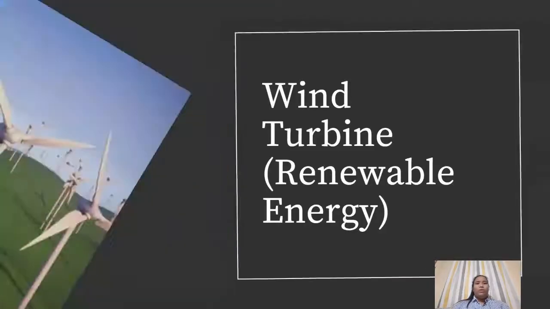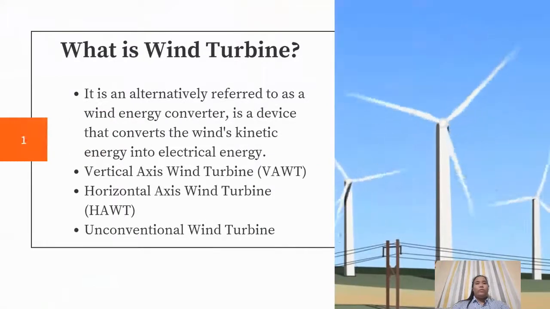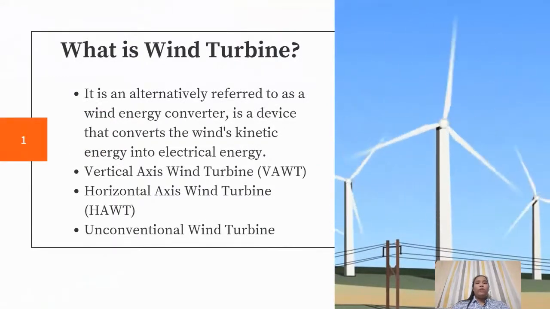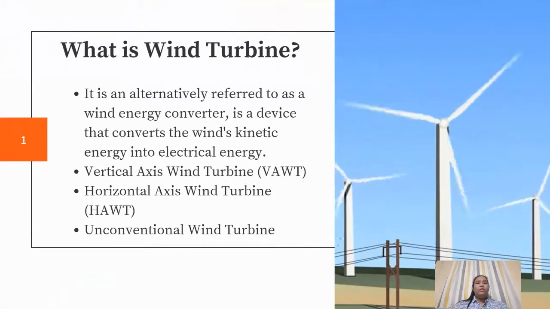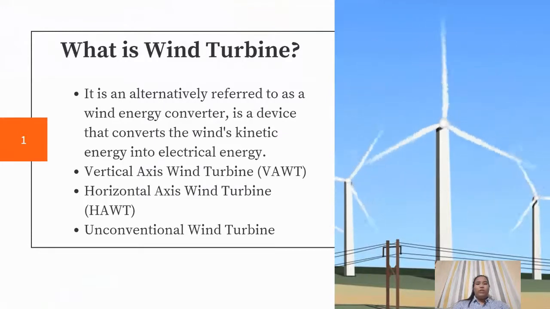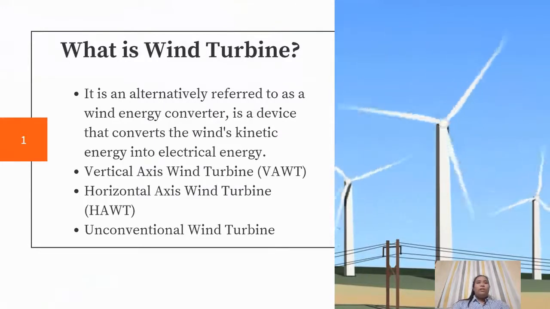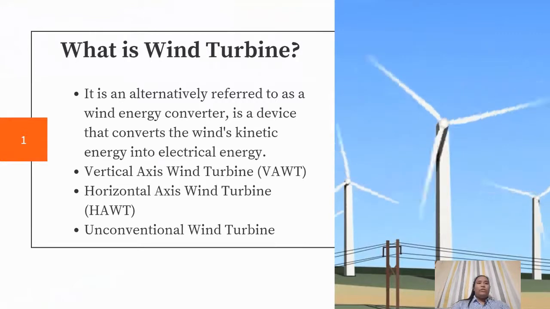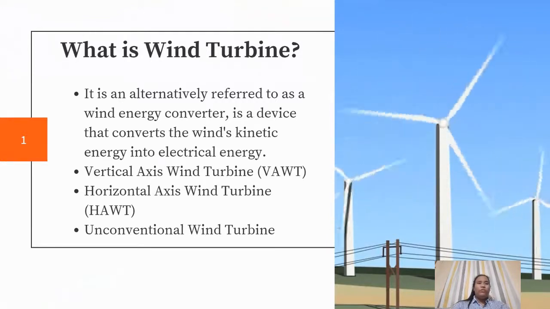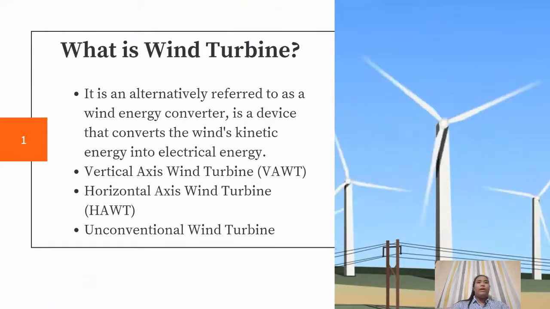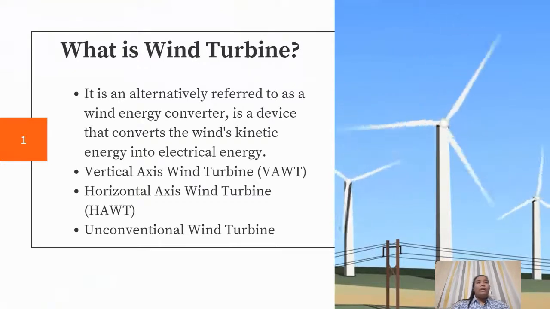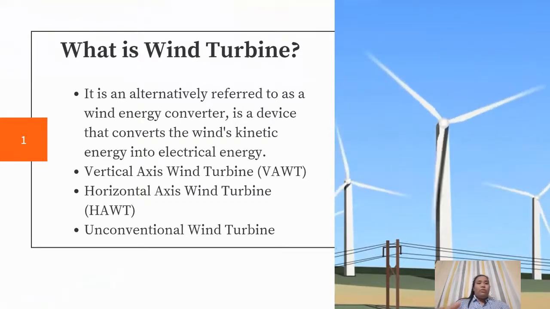To start with, the question of what is a wind turbine? It is alternatively referred to as a wind energy converter, a device that converts the wind's kinetic energy into electrical energy. This kinetic energy of a wind resource is not limited to being converted into electrical energy, but it can also be converted into mechanical work, such as pumping water, or the mechanical work can be converted into electricity through a generator.